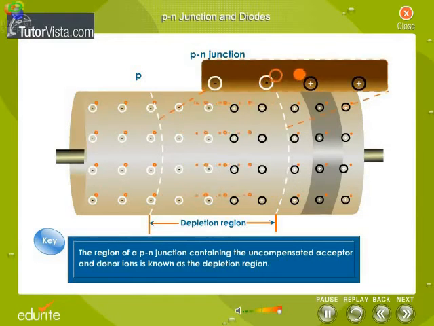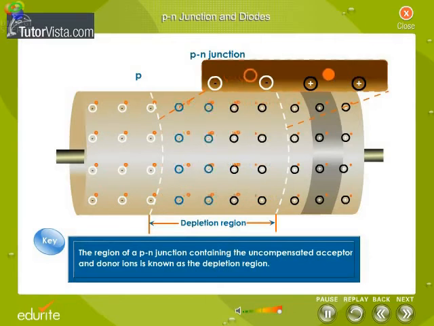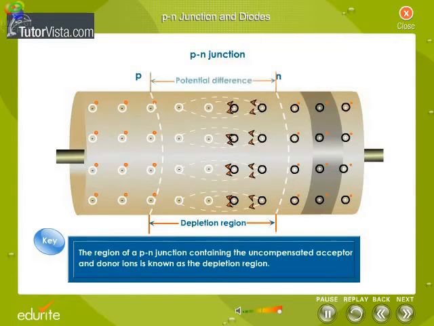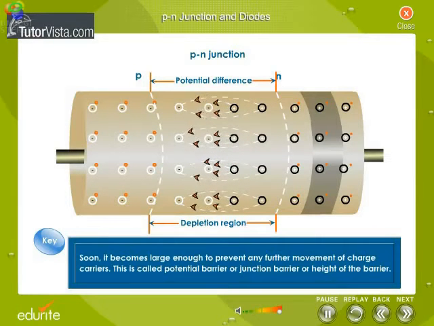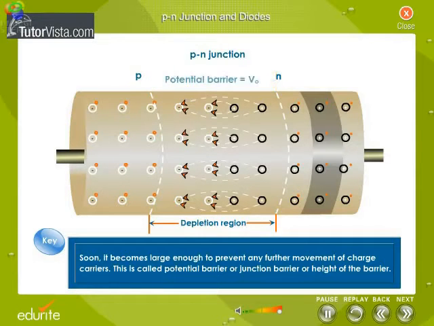The holes trying to enter the P region are repelled by the uncompensated positive charge on the donor ions, and the electrons trying to enter the N region are repelled by the uncompensated negative charge on the acceptor ions. As a result, a potential difference is established across the junction. Soon, it becomes large enough to prevent any further movement of charge carriers. This is called the potential barrier, junction barrier, or height of the barrier.